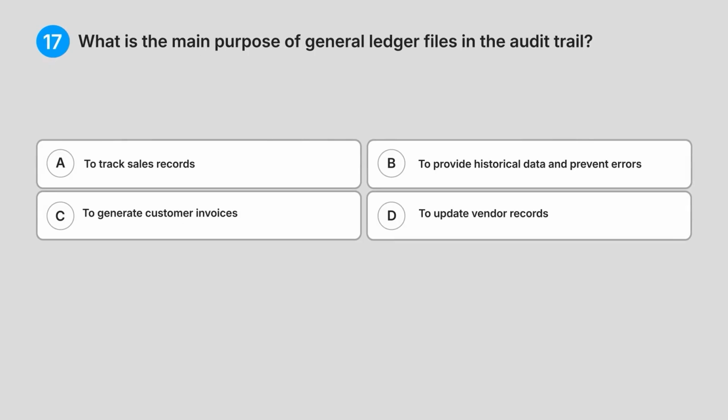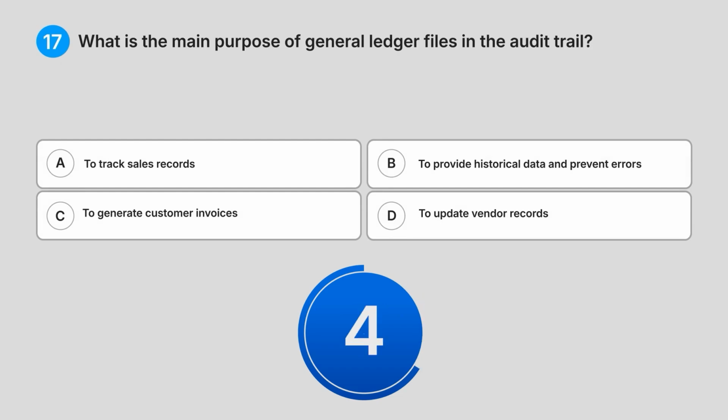17. What is the main purpose of general ledger files in the audit trail? A. To track sales records. B. To provide historical data and prevent errors. C. To generate customer invoices. D. To update vendor records. What do you think is the answer?